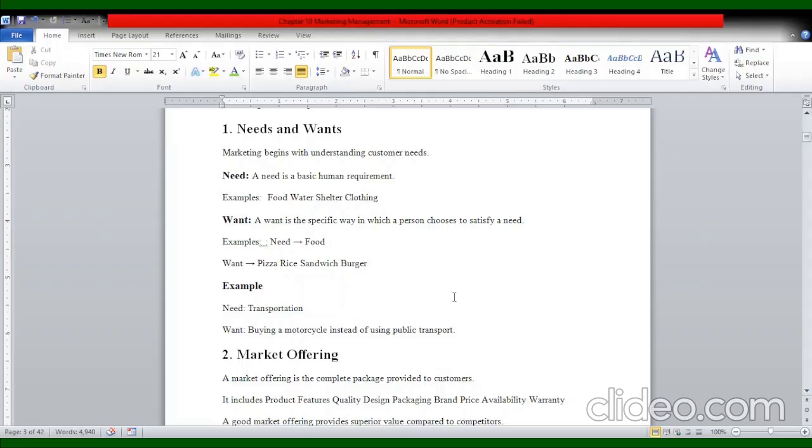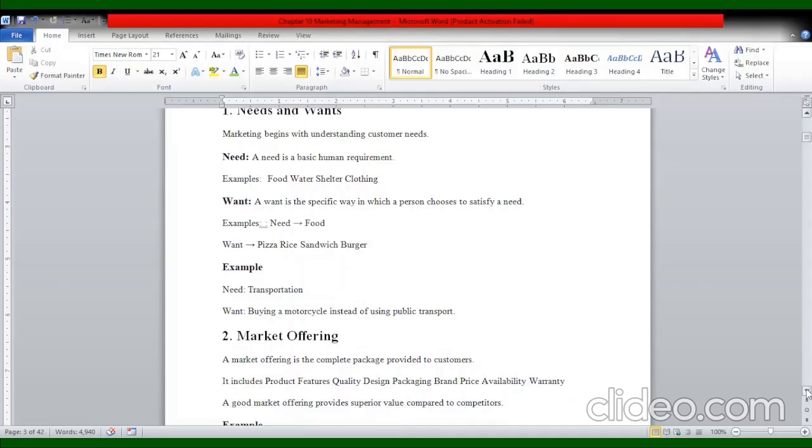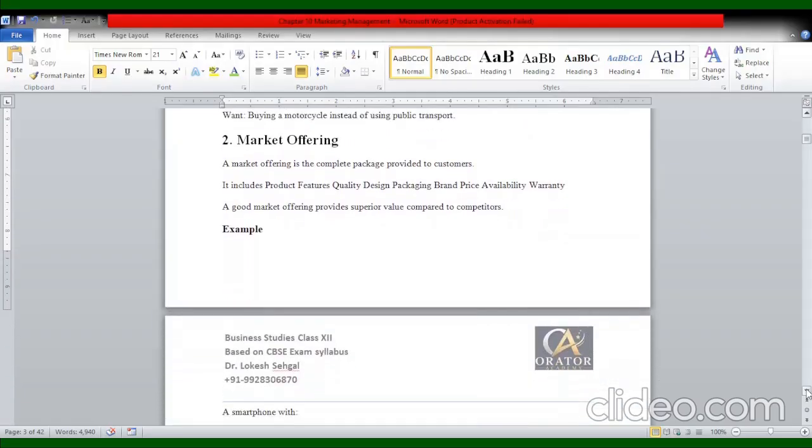In the same way, you have a need for transportation. You can use any mode of transportation, but buying a motorcycle or a car or any other vehicle instead of using public transportation is especially a want, right? So it is a specific way in which you try to satisfy your special need, that we consider as a want. Next, we are focusing on what a market offering is.